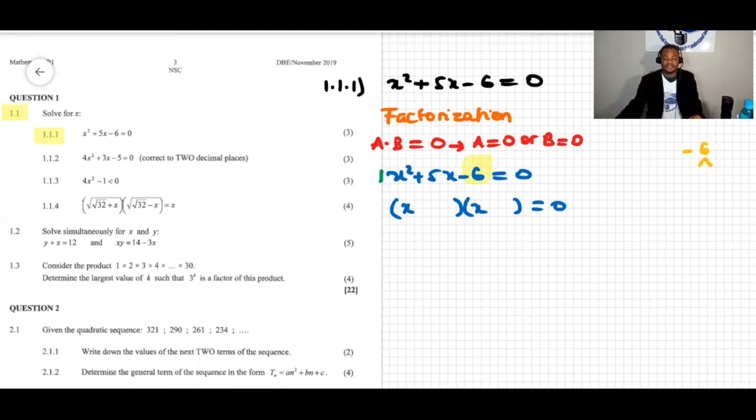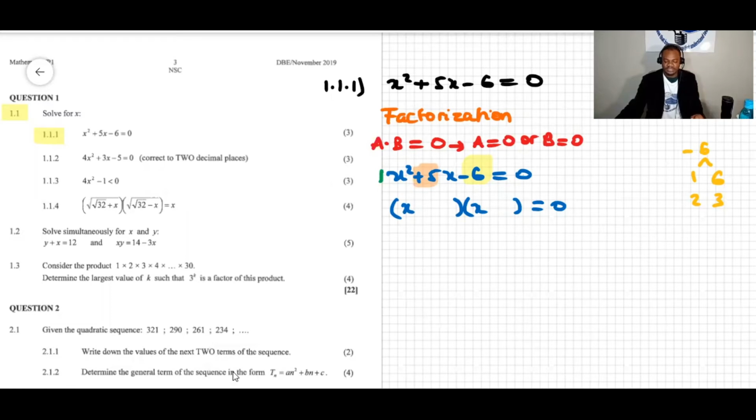Now I'm going to list the factors of 6, preferably in ascending order. The factors of 6 are 1 and 6, 2 and 3, because 1 times 6 makes 6, and 2 times 3 makes 6. Now in the list of the factors of 6, there must be exactly one couple which will make a sum equal to the coefficient of the middle term, the coefficient of x, which is positive 5. Now let's see which couple will make a sum equal to positive 5.